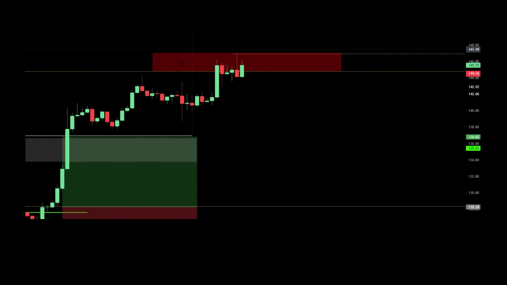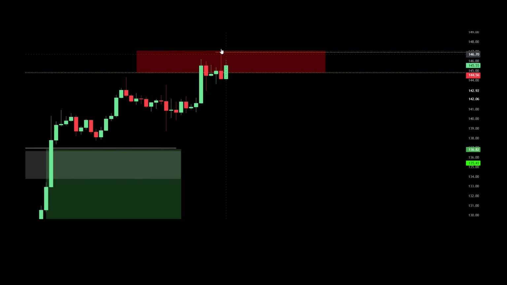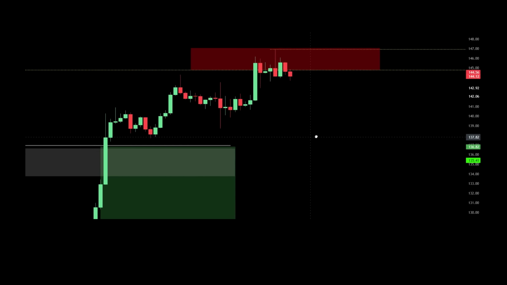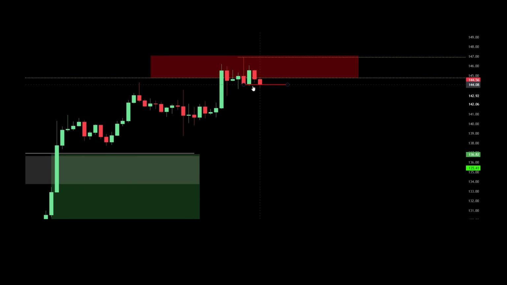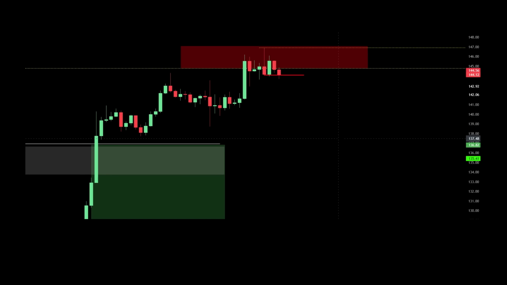Price has tapped into the weekly high again, and you can see we've got some nice wicks over here. So what we actually want to do is look for a break of structure. This is our CISD level right over here. When price breaks this level, it's a strong confirmation that it's coming back into the range because we get that failure to displace. And there you have it.